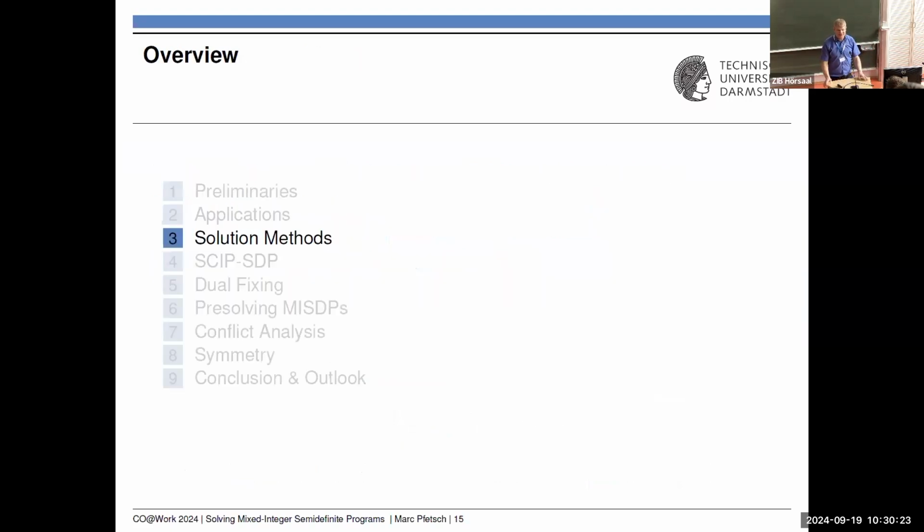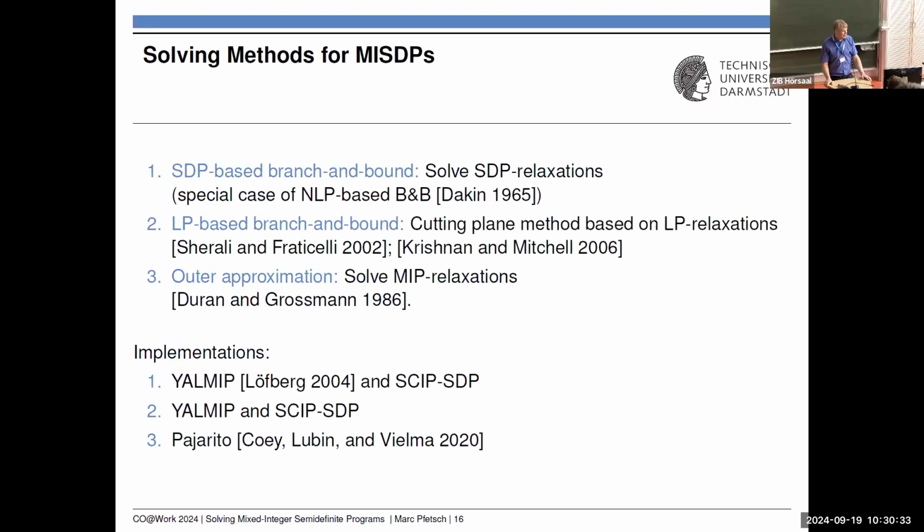So now we've finished the introductory part, and we'll come to the solution methods. How do we actually solve mixed integer SDPs? There are three methods, and some of them have been mentioned in the talk earlier by Xenia. The first is a nonlinear branch and bound method. It's called SDP-based branch and bound. I'll explain how it works on the next slide.